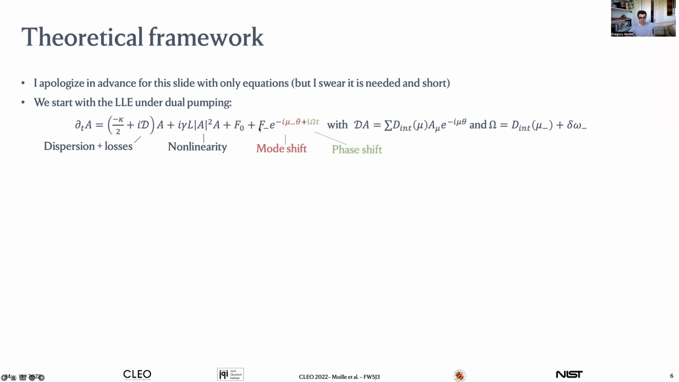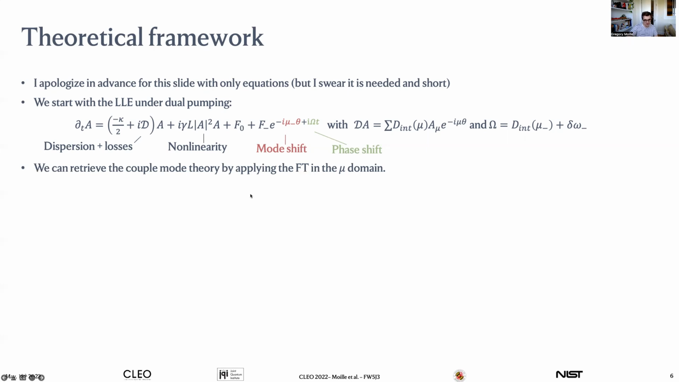because you pump at a different mode than your primary pump, but also you have a phase shift, because you have the integrated dispersion and it's an external force. You have to be on resonance. So it's not on the spectral grid of the DKS, which is a fixed spectral grid, different from the grid where there is the dispersion of the resonator.